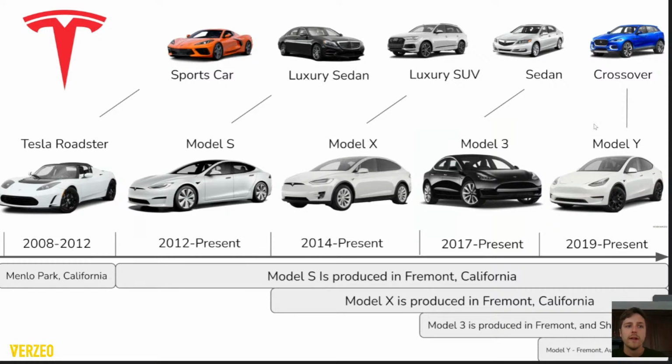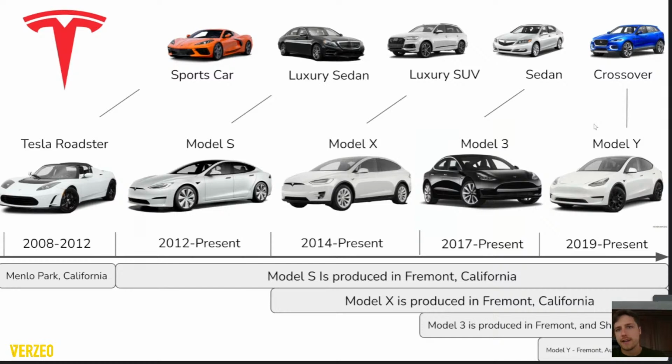It was so cool. It was built on a Lotus chassis. After the Tesla Roadster, Tesla started making a luxury sedan, which is the Model S, and they still make the luxury sedan to this day. It just recently had a refresh, and it looks really great. The interior is beautiful. The exterior is beautiful.